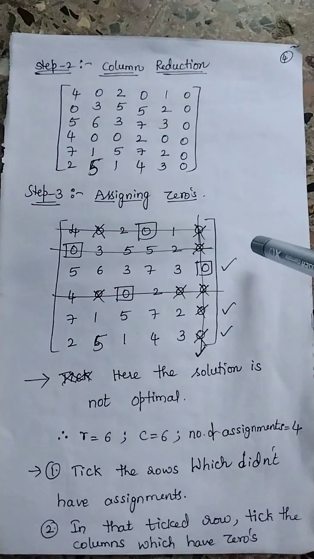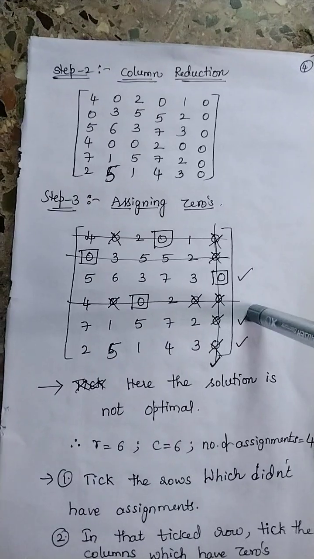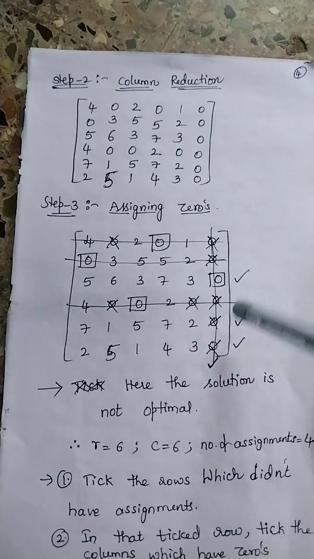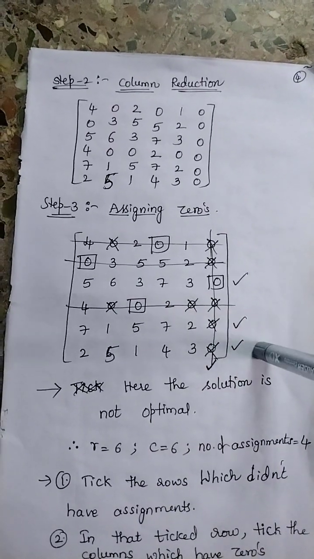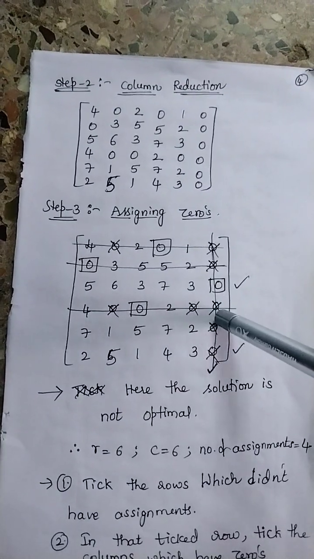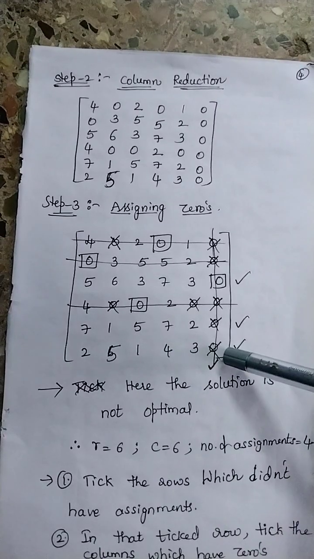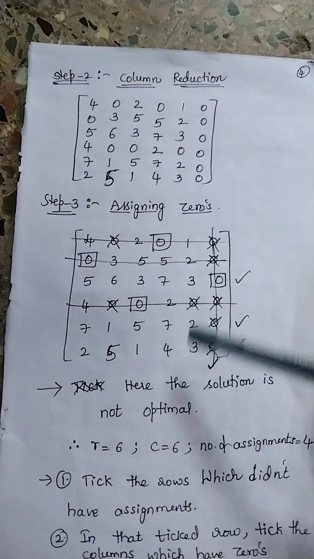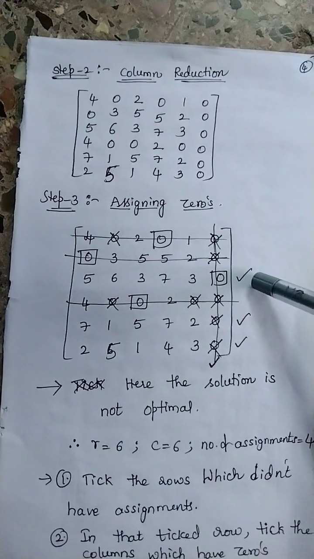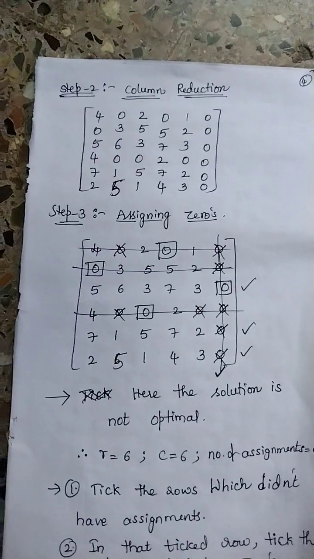Where you don't have an assignment in the rows, you have to tick those rows. See, these two rows didn't have any assignment. That's why you have to tick these two rows. In these ticked rows, where are zeros there? Only here it is 0. Tick that column. So we are going to tick that column. In the ticked column, where is the assignment? Tick that row. Therefore, ticking is completed. Now we are going to draw straight lines.